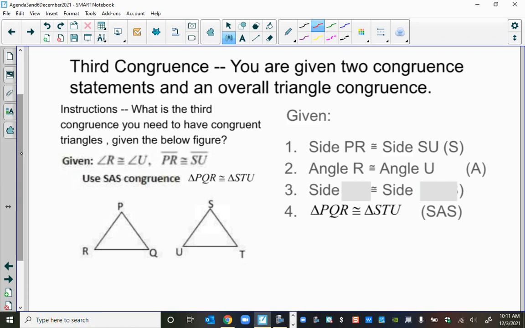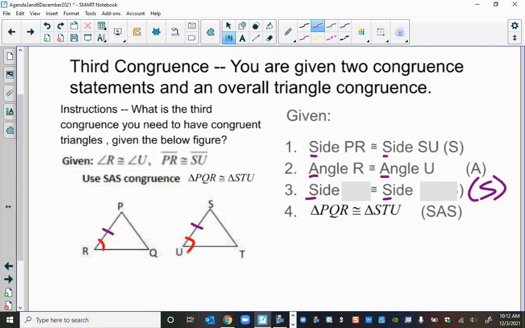Now, the next thing they want. I thought I had fixed this. That is an S for a side. Well, you'll also see it here. Side, angle, side. All right, they told us PR and SU were congruent. They gave that to us. We agreed to that. What else did they give us? What else was given to us? R and U are congruent.